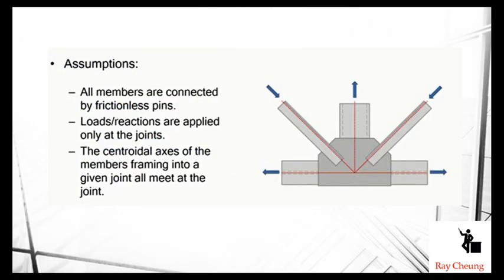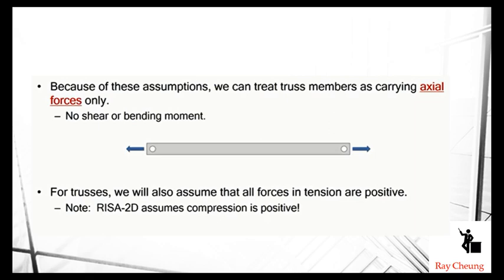Normally we have an assumption that all the members will be concentric to the center of the members, in order not to have an additional moment or additional force induced. And this shows you a member in tension.